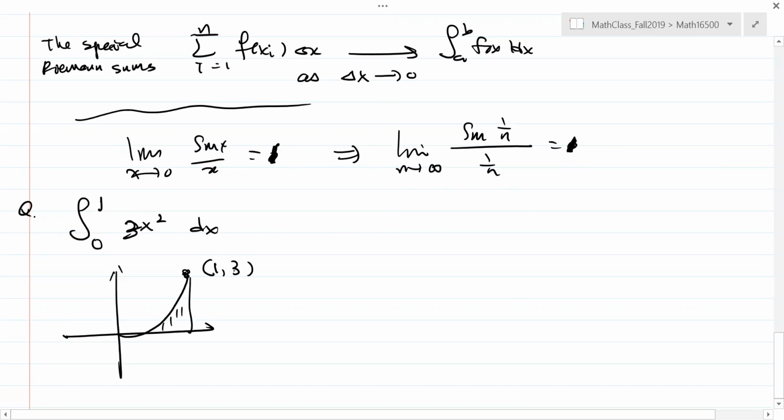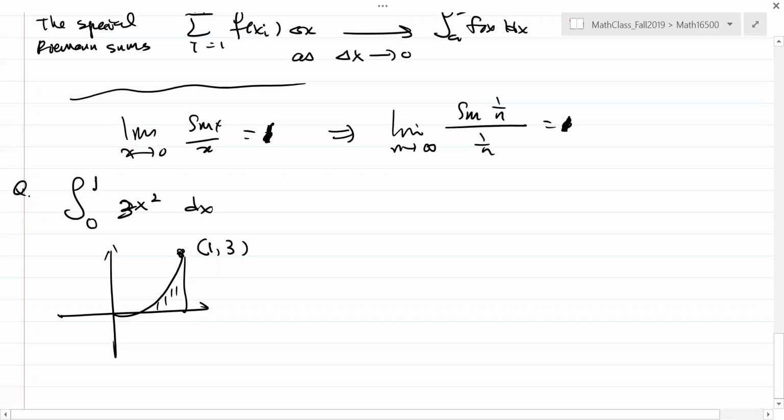So according to Riemann's theorem, the function 3x squared is continuous, so the integral exists. In order to evaluate, we just need to take a look at the special Riemann sum. When xi equals 0 plus i delta x. Delta x is the same as the size of each subinterval. It's going to be 1 minus 0 over n. It's 1 over n. Okay.